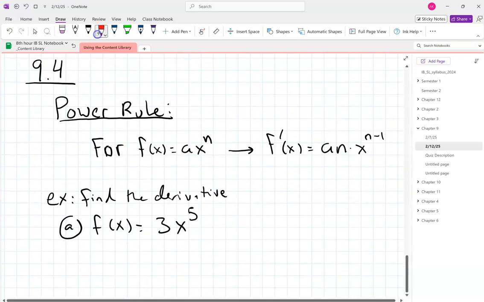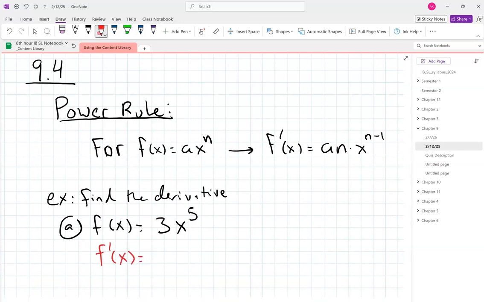Okay, so if I have the function 3x to the 5th, what is the derivative going to be? 5 times 3 is 15, times x to the 4th. 15x to the 4th. Is everybody okay with how we computed 15x to the 4th? I'm going to stop showing the work here in a minute. Is that cool?